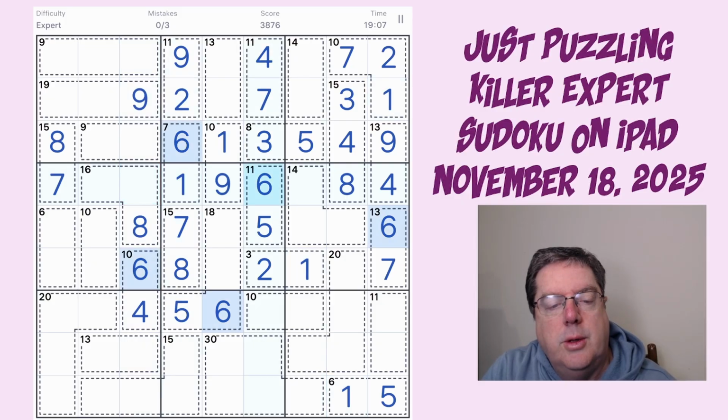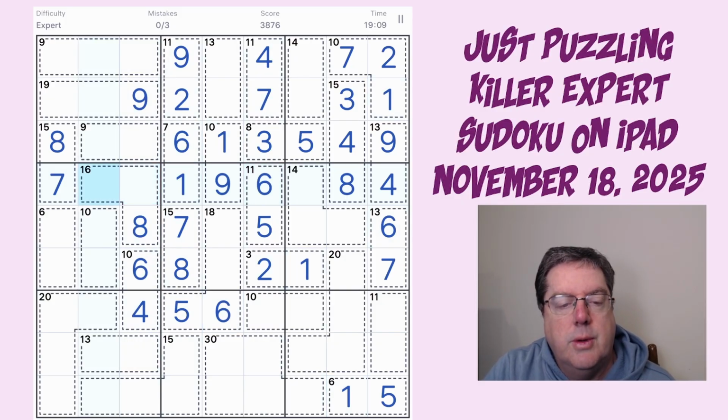So 1 and 6, so this is 3 and 5. Geez, 3 and 5's in here a lot, isn't it? 3 and 5. Or 4 can't be here, because that can't be seen. 4's not here, so this is going to be a 2, 4. 2 can't be here, so this is a 2, leaving this to be a 4.